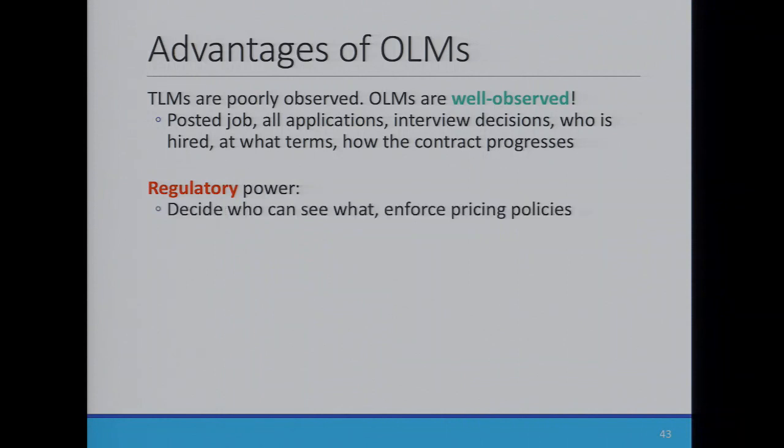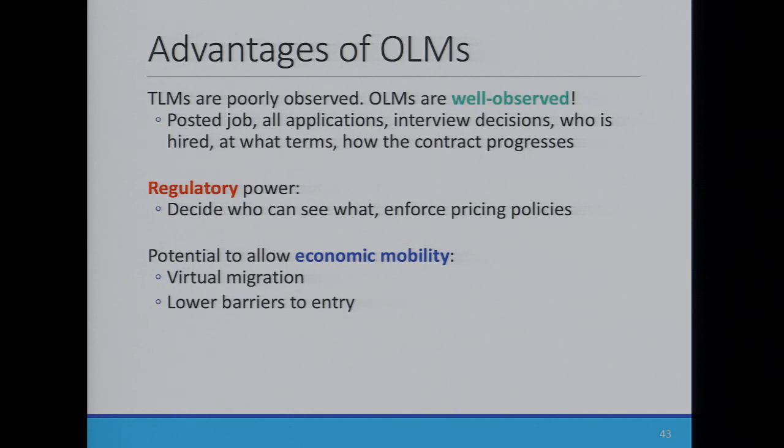We also have regulatory power. So for example, we can decide who can see what, and we can enforce pricing policies, and all the typical things that you get with regulatory power. And online labor markets are especially exciting to me because they have the potential to allow economic mobility. If you talk to an economist and you say somebody is not financially well off, what could you do to help them out? You could allow them to migrate. That's usually what they'll say. And this allows virtual migration because instead of moving to a new city with a better economy, you can work online and get a job anywhere. And also you can lower the barriers to entry because anybody can join the online labor market. You can be somebody who needs to care for a disabled person or an elderly person in your house. You can be a mother and you can still work without all of the other barriers to entry.